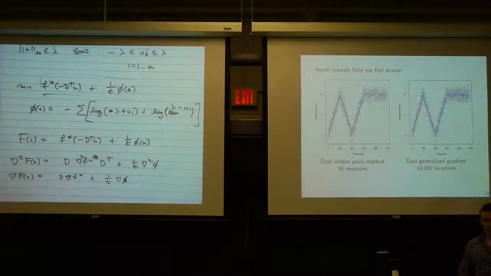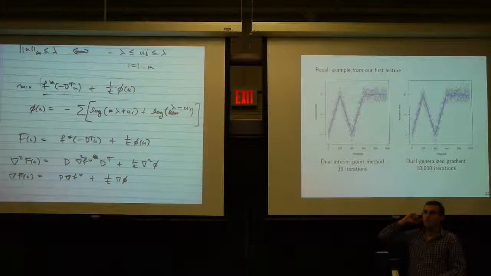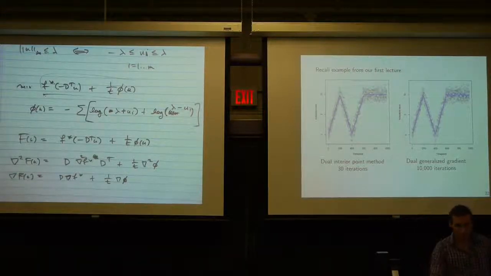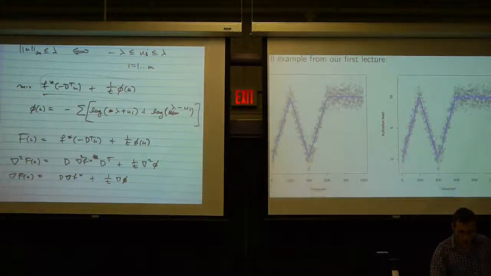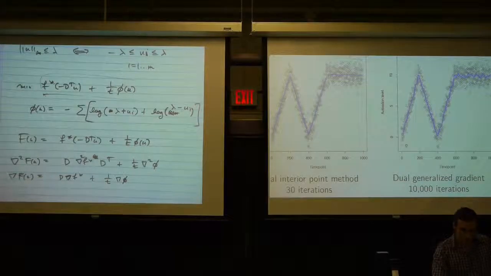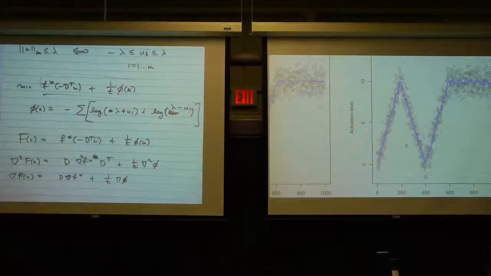So here is this example from our first lecture. I'm pulling it back up. I took the dual interior point method and just did 30 iterations. This is the solution I got at one value of lambda. And I ran dual generalized gradient for 10,000 iterations, and you can see it's very slow to converge. Eventually it'll probably give me something piecewise linear, but even after 10,000 iterations, we're pretty far from it.